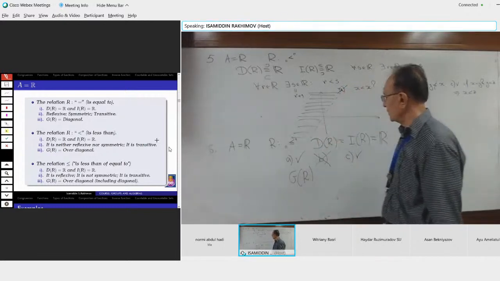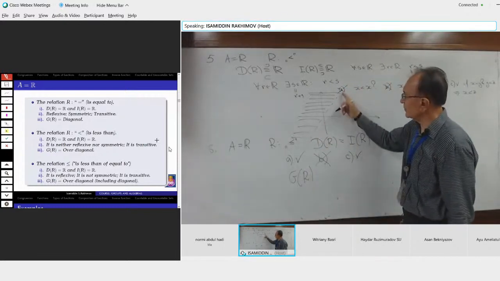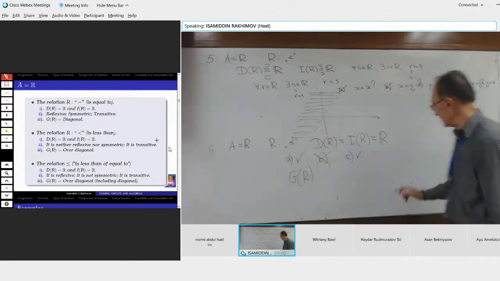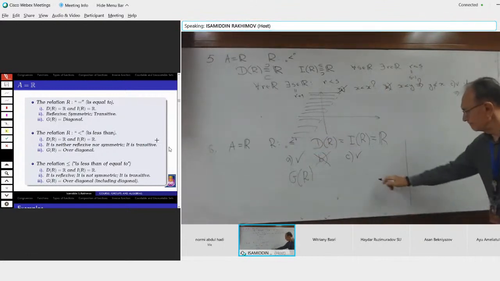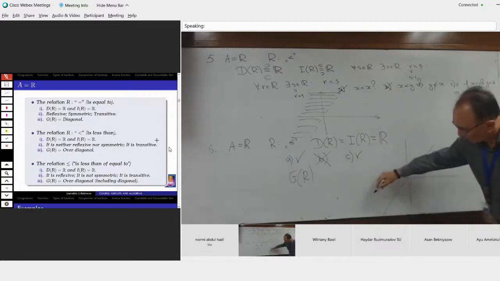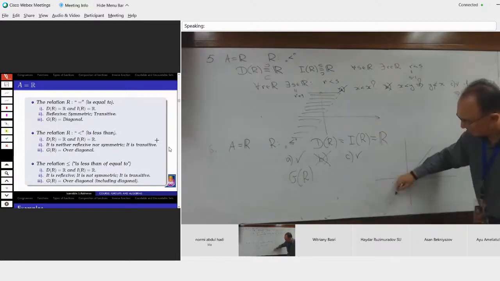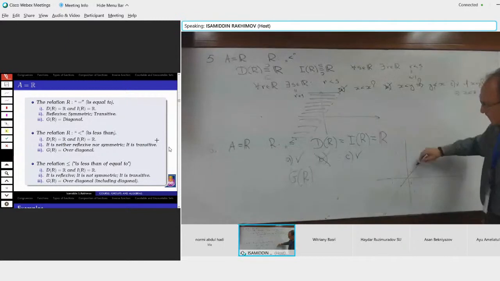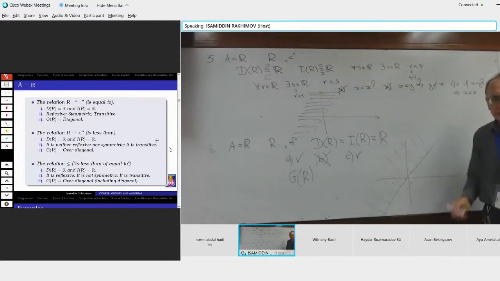So now the graph of R. There is a small difference here. For this case, you should include the diagonal. Together with the diagonal, it is part of the Cartesian plane. This is the graph of R.